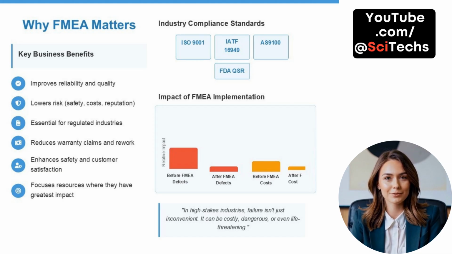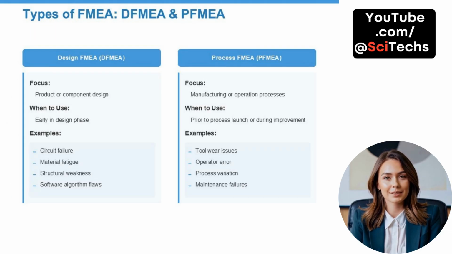Beyond compliance, FMEA also reduces warranty claims, rework, and scrap. It helps organizations focus their resources on the highest impact areas. Data shows clear impact. Defect rates and costs both decrease significantly after FMEA is implemented. In high-stakes industries, failure can mean more than inconvenience. It can threaten lives or cause irreparable damage. FMEA helps organizations move from a reactive stance to one of prevention, ensuring that customer satisfaction and safety are top priorities.